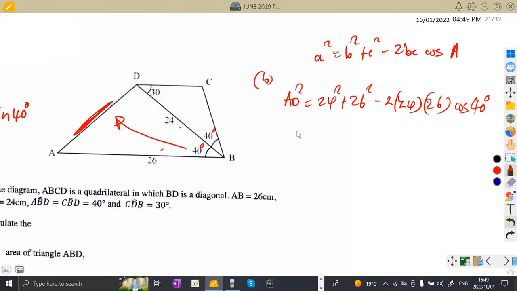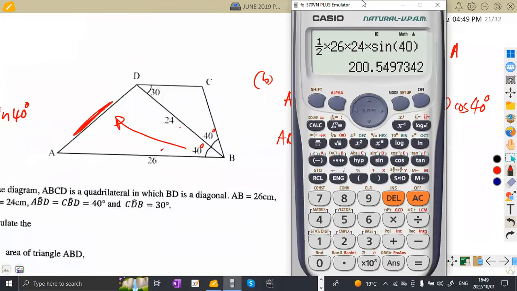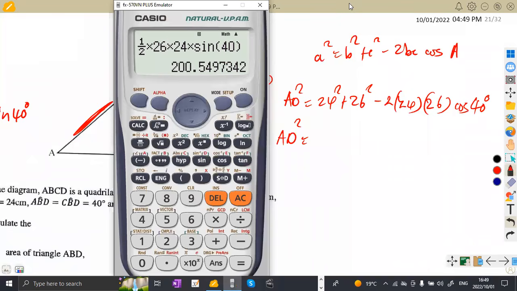which is cos of 40 degrees. So you can actually simplify: AD squared is equal to 24 squared. Guys, this one is just a matter of using your calculator step by step. So 24 squared is something like 576.